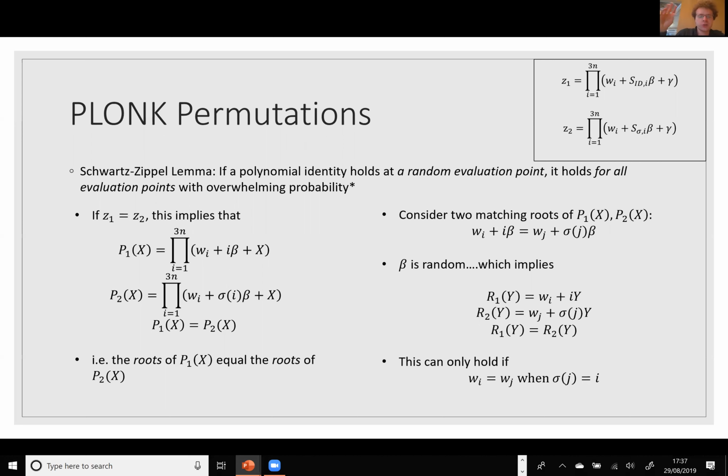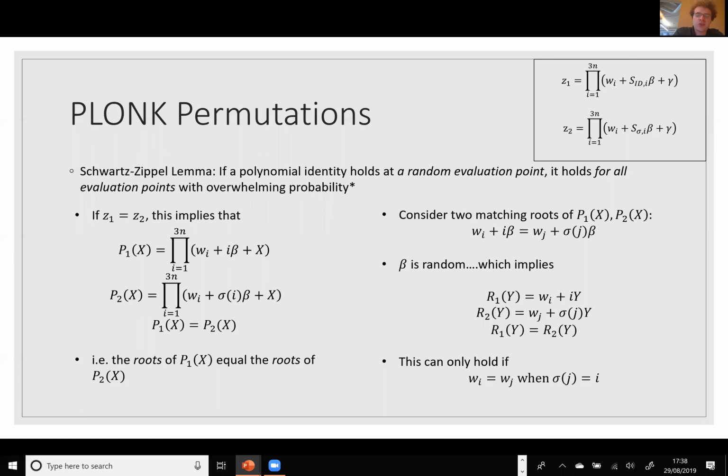So I and j are basically two indices of the vectors, the y vectors that we were using before. Beta, though, is also random. So again, we can then lean on the Schwartz-Zippel lemma. In the same way that we replaced gamma with saying, okay, gamma is a random variable, so you can then basically replace it with an indeterminate value and say this is now polynomial, and these polynomials hold. You can do the same with beta, which means that you have two degree 1 polynomials, wi plus ix equals wj plus the permutation function on j times x.